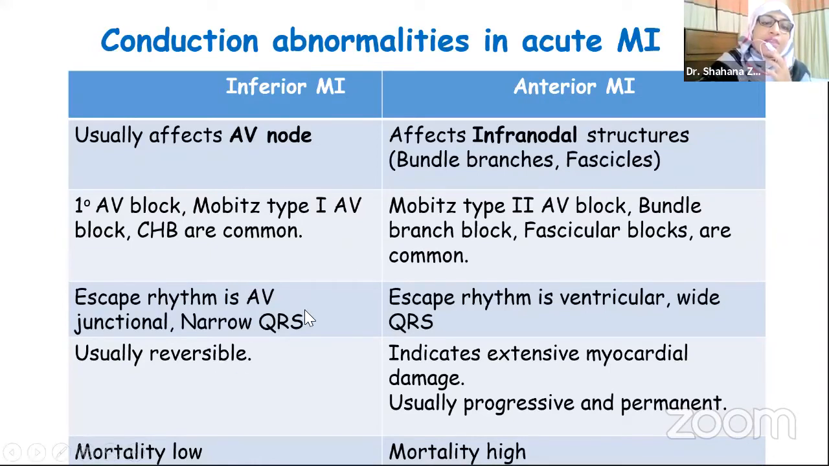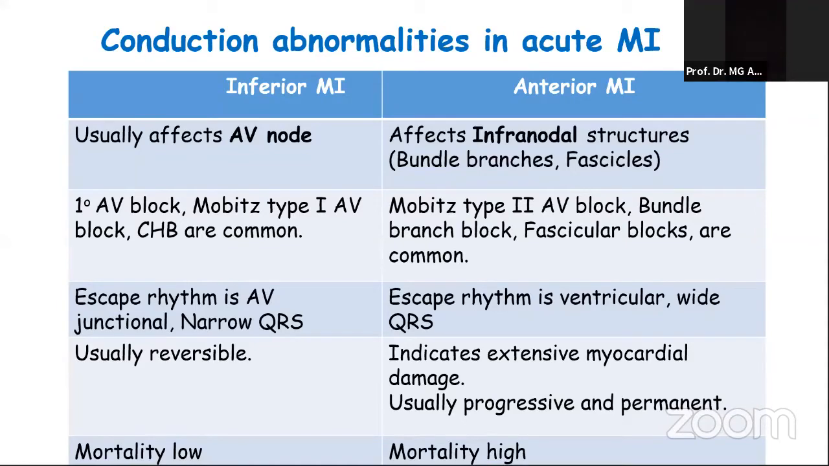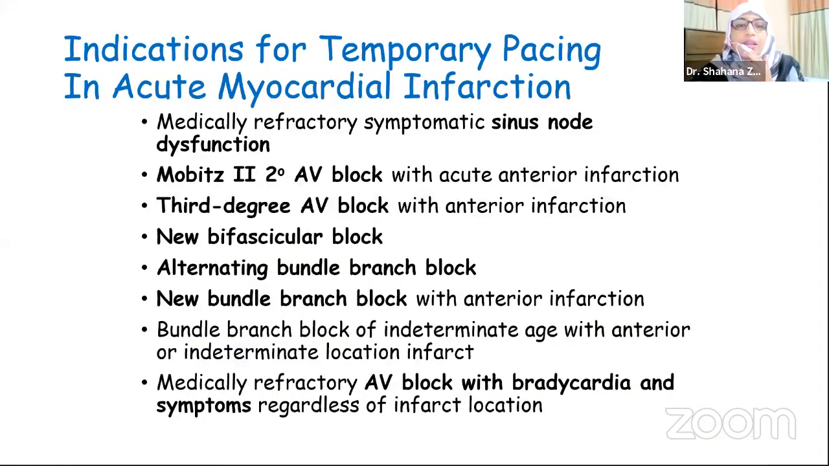In case of inferior MI, the escape rhythm is AV junctional, and it is a narrow QRS complex. But in case of anterior MI, the escape rhythm is ventricular, so a wide QRS complex. In inferior MI, the rhythm abnormality is usually reversible, but in case of anterior MI, it indicates extensive myocardial damage and is usually progressive with poor prognosis. In case of inferior MI, mortality is low, and in anterior MI, mortality is high.